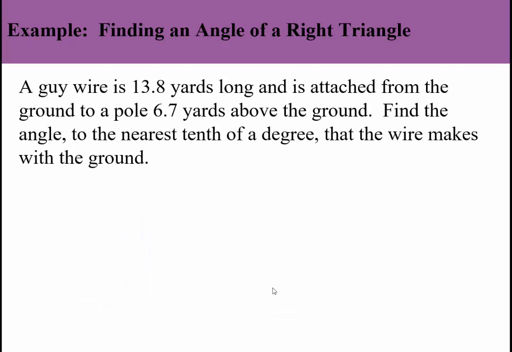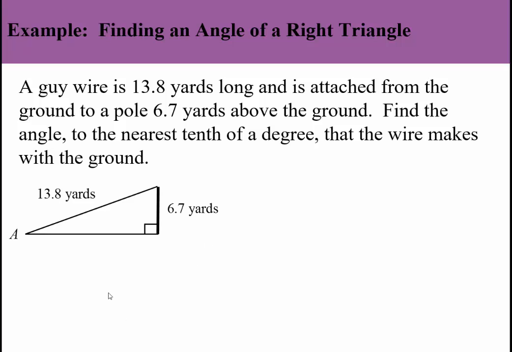Okay, let's look at another problem here. We've got a guy wire that is 13.8 yards long and is attached from the ground to a pole 6.7 yards above the ground. Find the angle to the nearest tenth of a degree that the wire makes with the ground. So let's first go ahead and sketch a picture here. And you might want to try this on your own, put it on pause, and then I'll come back and I'll have a picture. All right, here we go back here. So here is a picture.